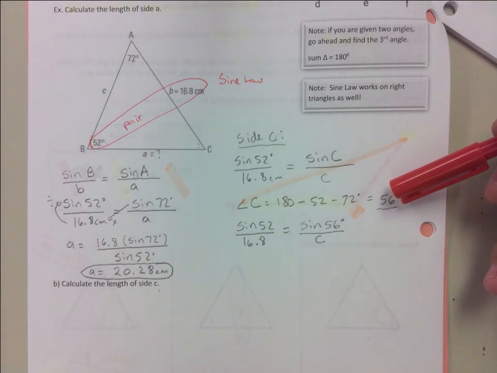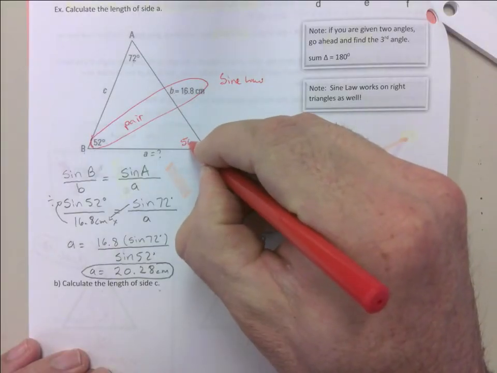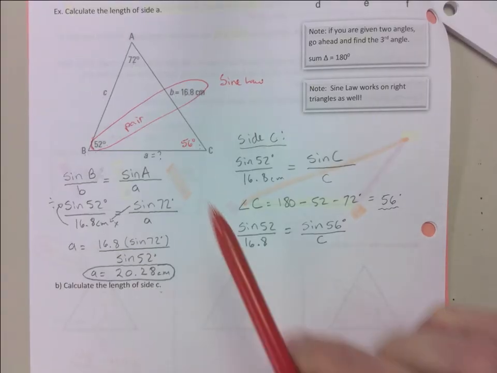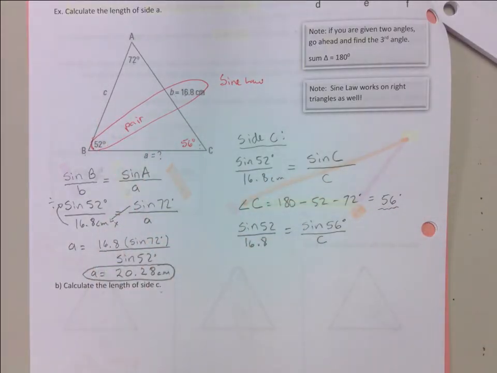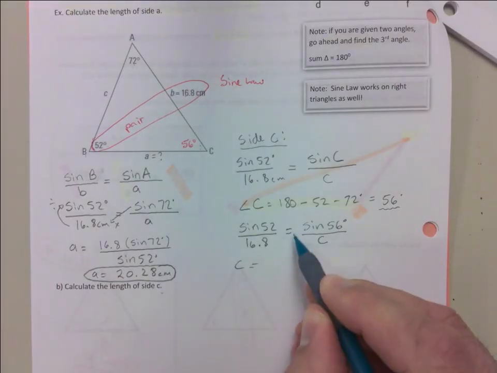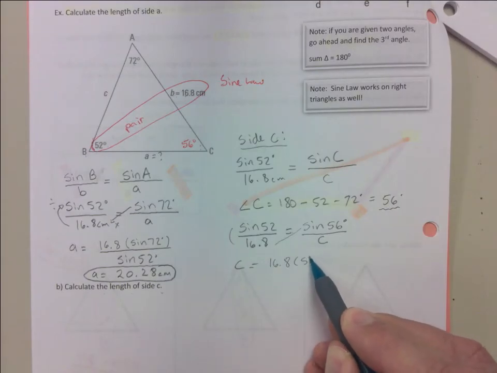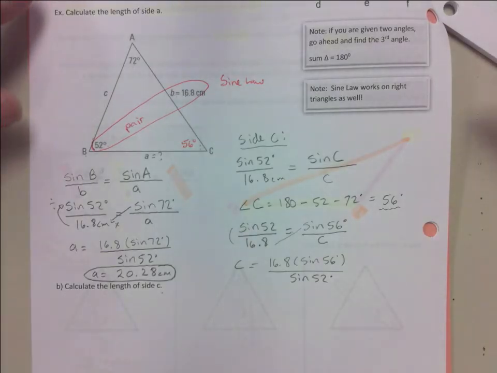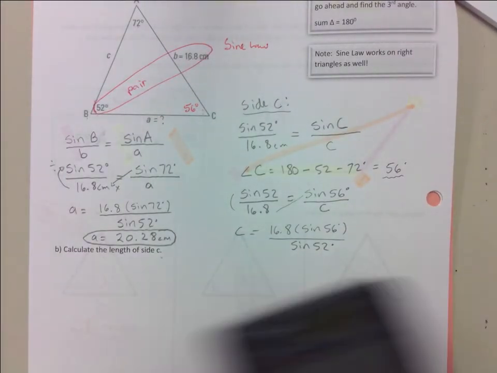Let's write in 56. I'm going to use a red pen. I'm going to write in 56 here so you see where I got it from. 56 is across the side I'm trying to solve, so that is very important to keep that in mind. So let's solve this. C is, you multiply, you divide. 16.8 times sine of 56 divided by sine of 52. Type it into your calculator, see if you can actually get this.